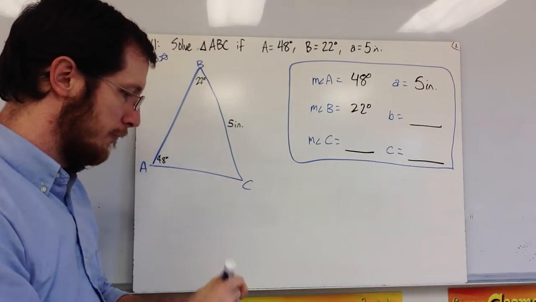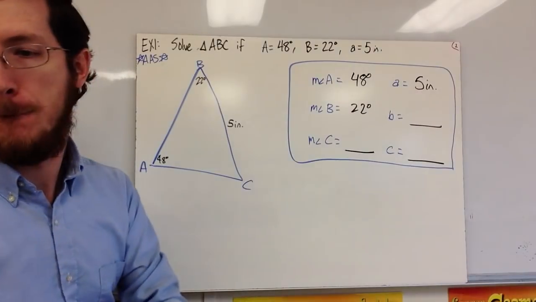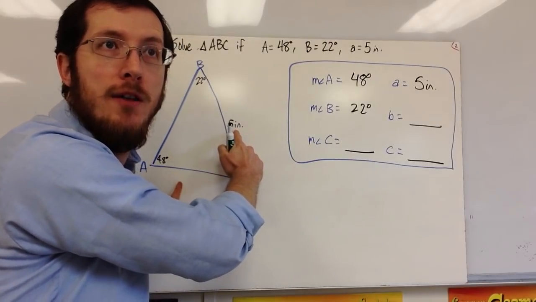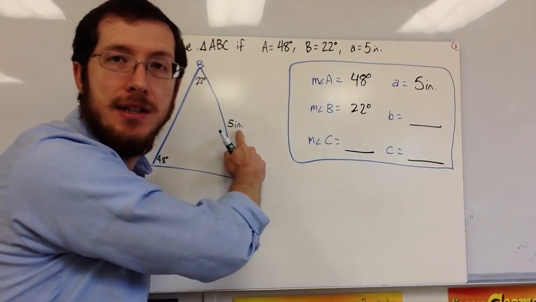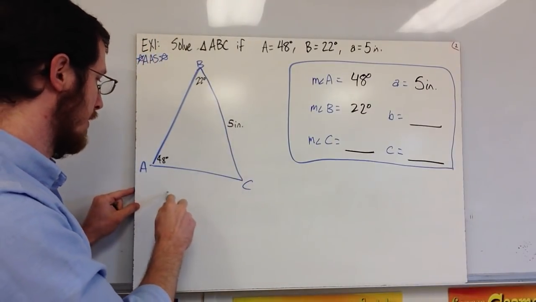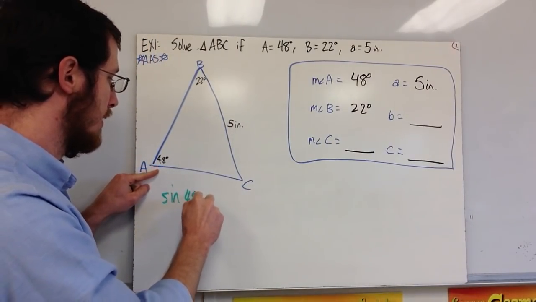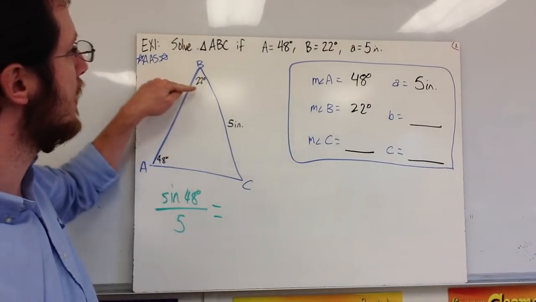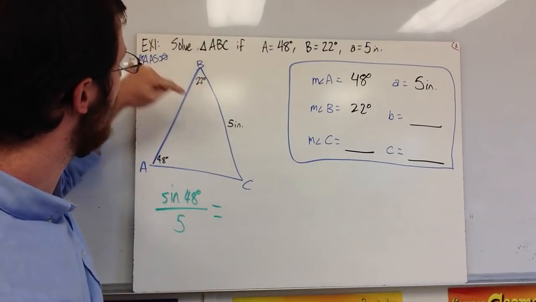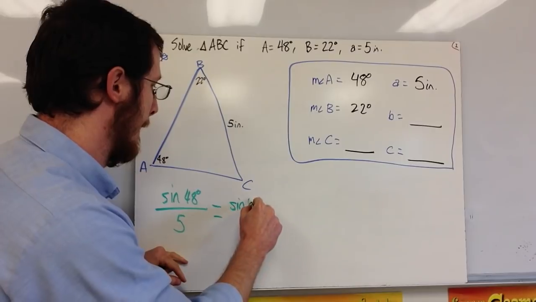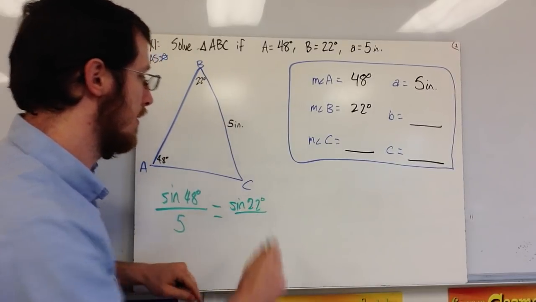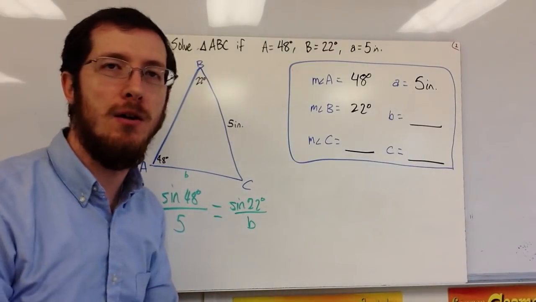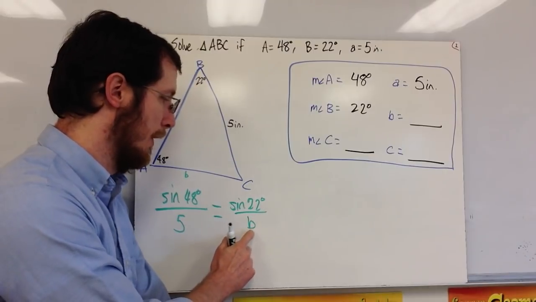So we're going to start off with our law of sines, and we're going to look for the pair of information that we're given. So an angle and its opposite side. We're always going to start off with that pair. So I'm going to say the sine of 48 degrees over 5 is equal to, and then I'm going to use the other piece of information that we're given. I know that angle B is 22, so I'm going to say the sine of 22 degrees, and then the side opposite big B is little b. So this kind of forces us to solve for side B first.